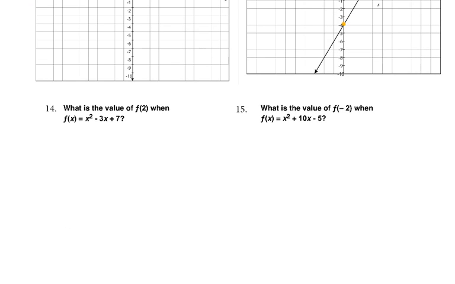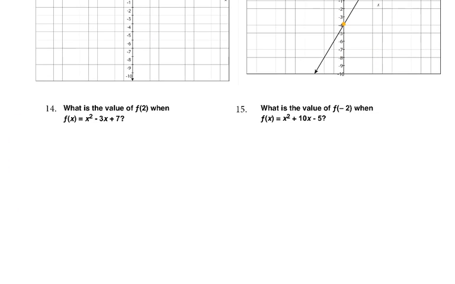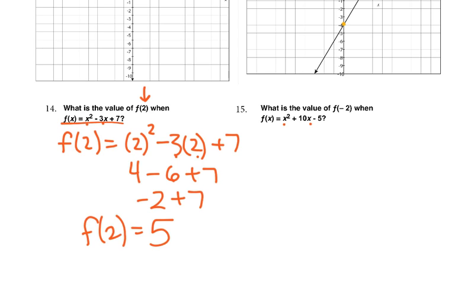Alright, so 14 and 15, now we're just going to evaluate some functions. So kind of like what we did up here, the only difference is we're just doing this one part. Now notice I've got two x's on each of these, but it doesn't matter. So an input of 2, so I go f of 2 equals, any place there's an x, I replace it with 2. So 2 squared minus 3 times 2 plus 7. 2 squared is 4. Negative 3 times 2 is negative 6 plus 7. 4 minus 6 is negative 2 plus 7 is positive 5. So f of 2, this function equals 5.